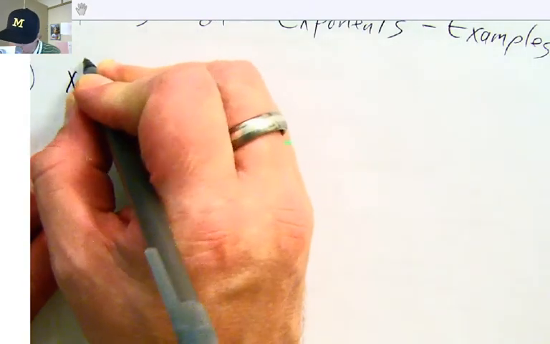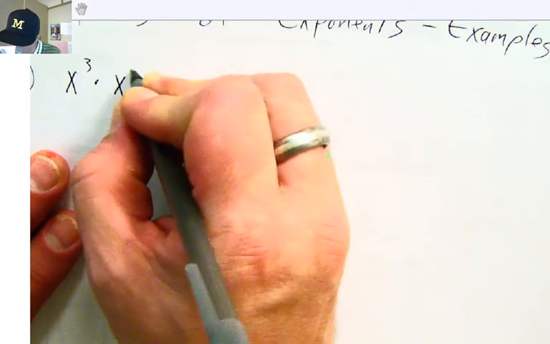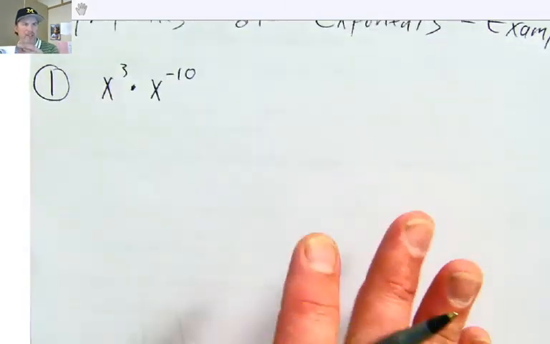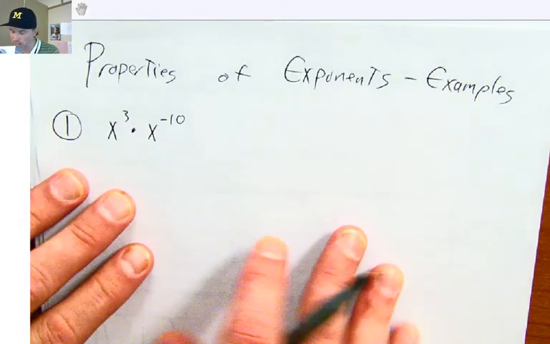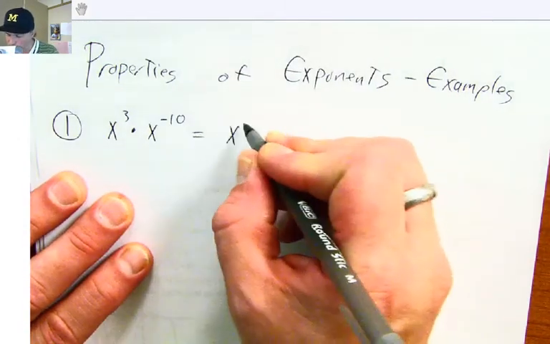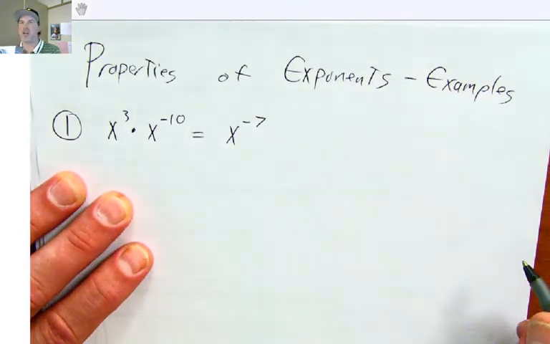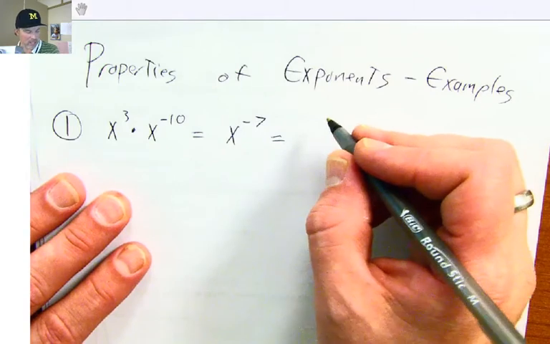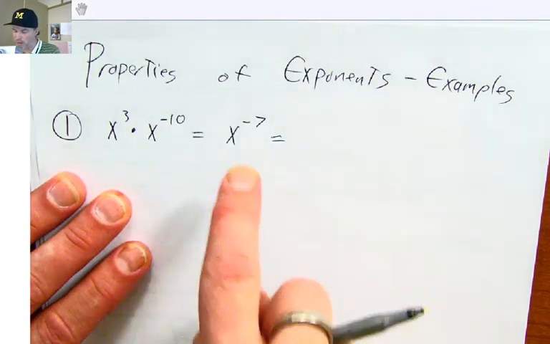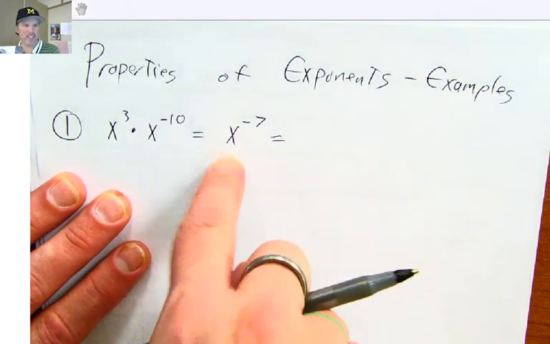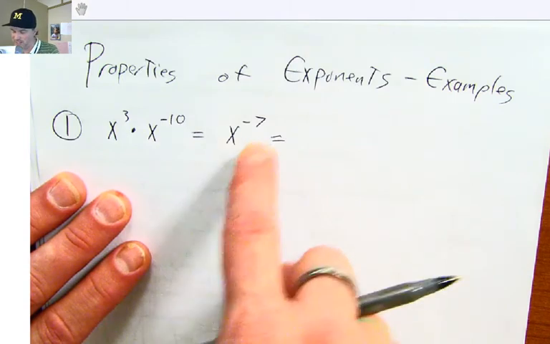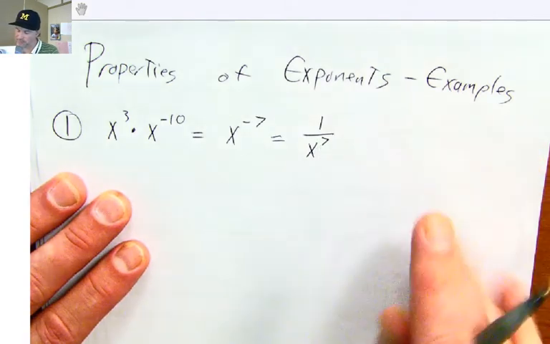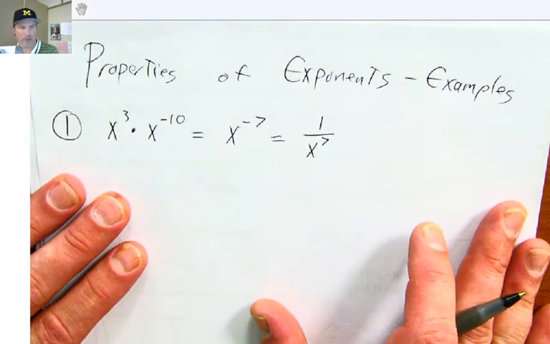All right, number 1. x to the 3 times x to the negative 10. This is an example of the product property, where when you multiply the two together, you add the exponents and you get x to the negative 7. Now there's this rule, you can never answer with negative exponents. So you would apply what we know about negative exponents, that x to the negative 7 is the same thing as 1 over x to the positive 7.